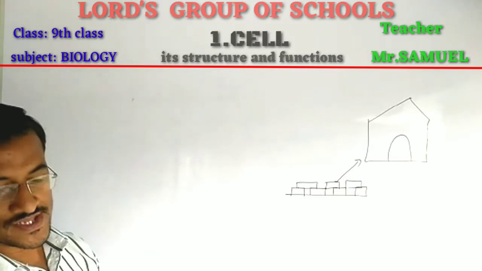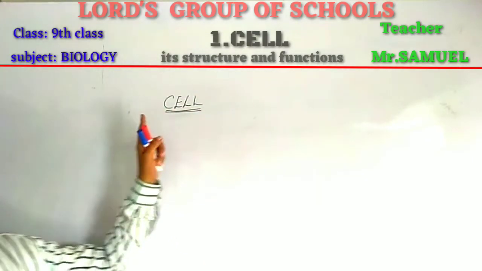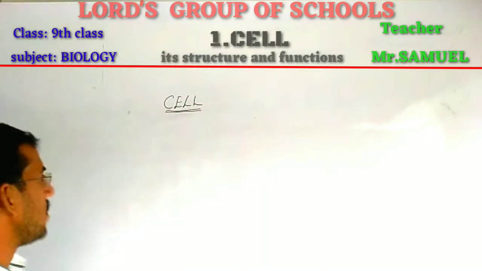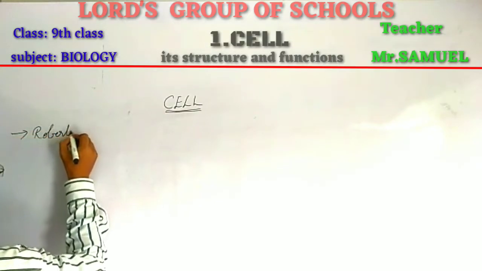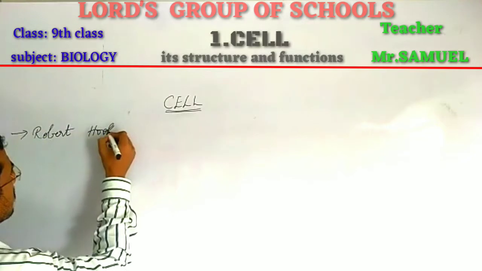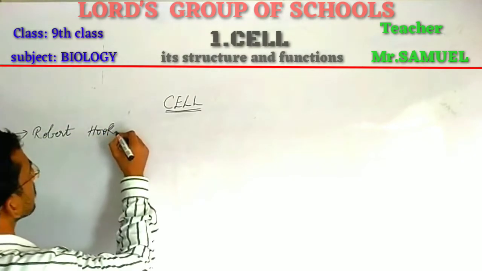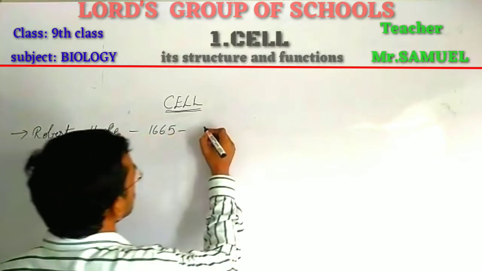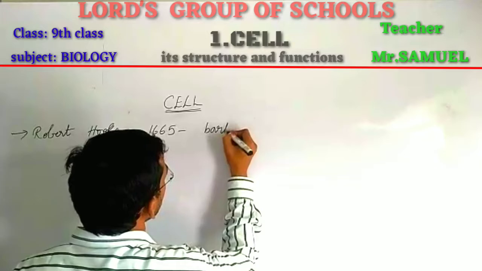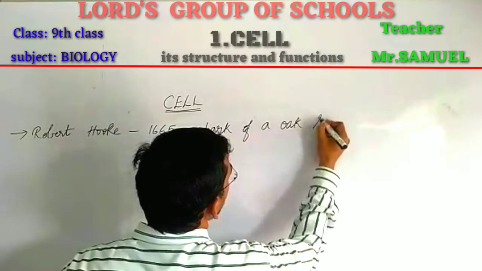So, our topic is cell. The cell was for the first time discovered by Robert Hooke in 1665 in the bark of an oak tree.